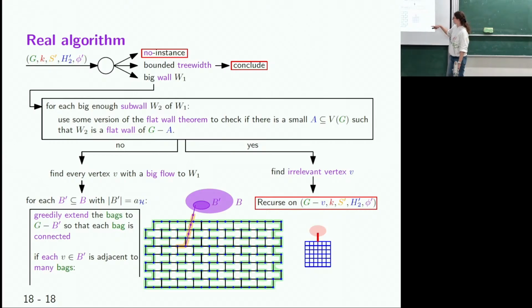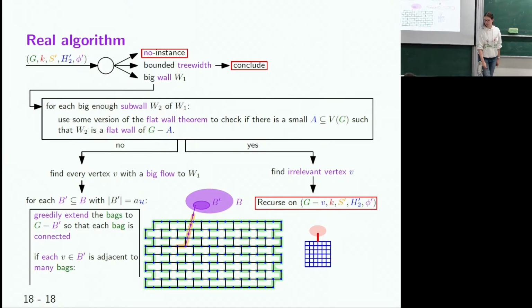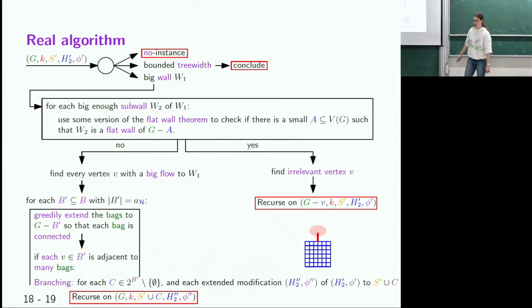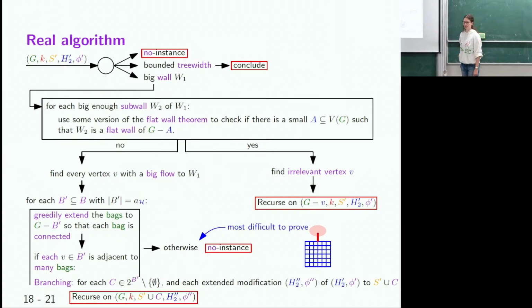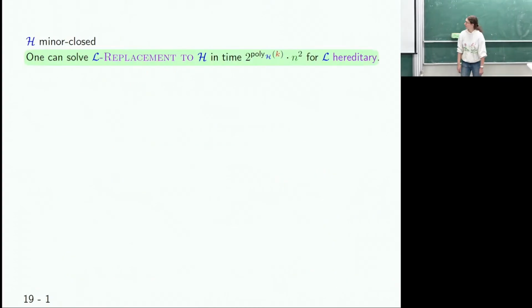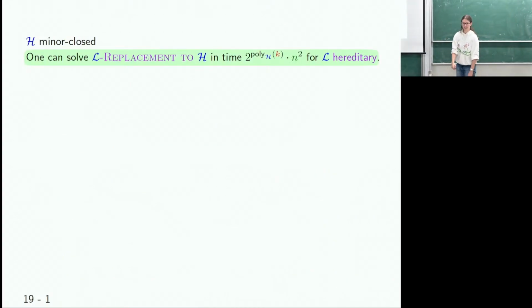So this means that B' should intersect the solution. Again, you branch: you guess what is the intersection of the solution with B' and what modification you do there, which is alright. And otherwise, you say no. One of the most difficult parts of the algorithm is to argue that you can say no if you didn't branch or if you didn't find an irrelevant vertex before. Okay, so with this, we get our running time.